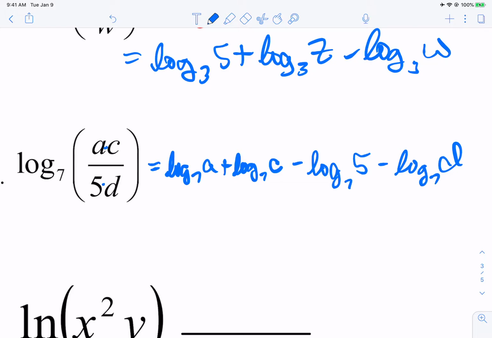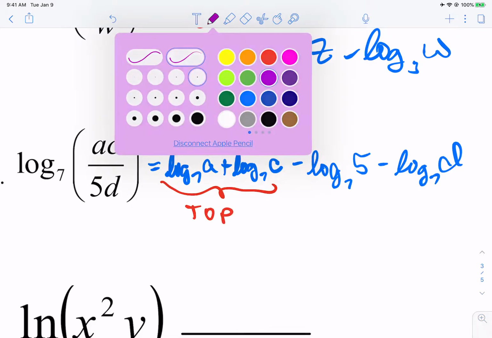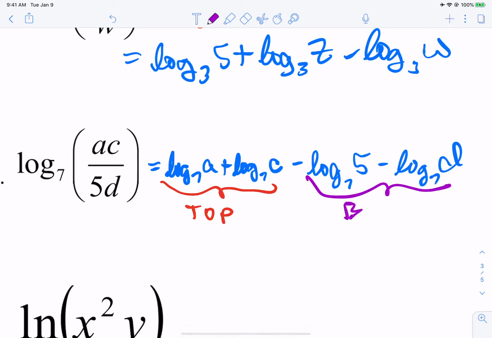So if we have a fraction that has multiple factors in it, you will notice that these two are both positive. They came from the top. These two are both negative. They came from the bottom. And each one of those got their own unique logarithm. Now that can only happen if the things are multiplied or divided. An addition or subtraction we can't split apart, just a multiplication.